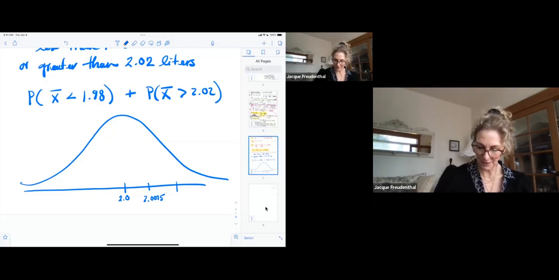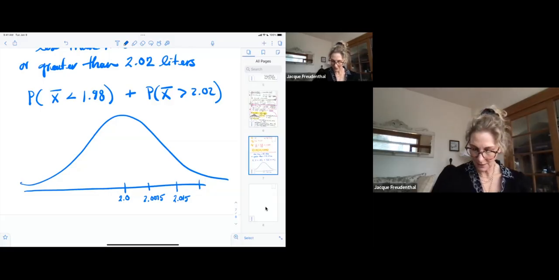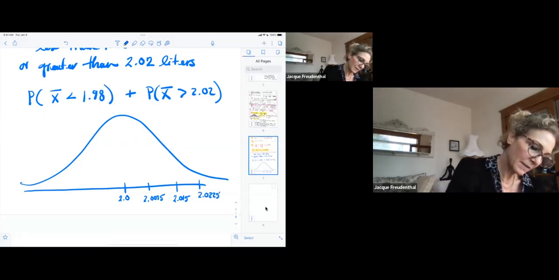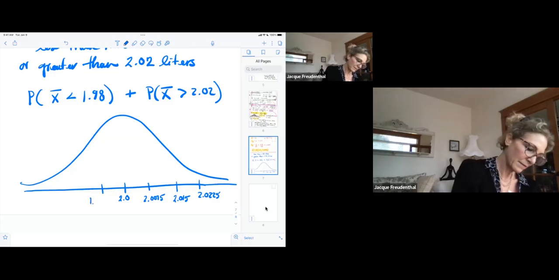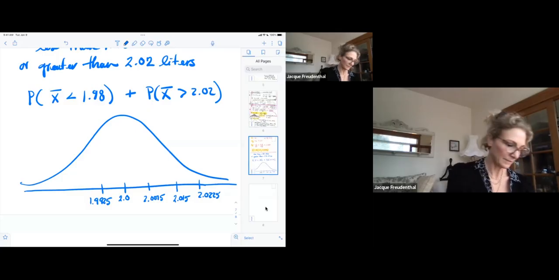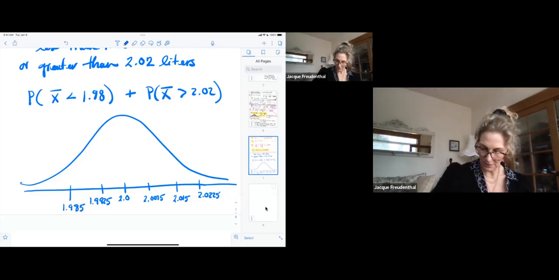2.0075 plus 0.0075 is 2.015, and then one more standard deviation, plus 0.0075, is 2.0225. Okay, we're going to go the other direction. From 2.0, I'm going to subtract 0.0075, and subtract again another standard deviation, and then one more.